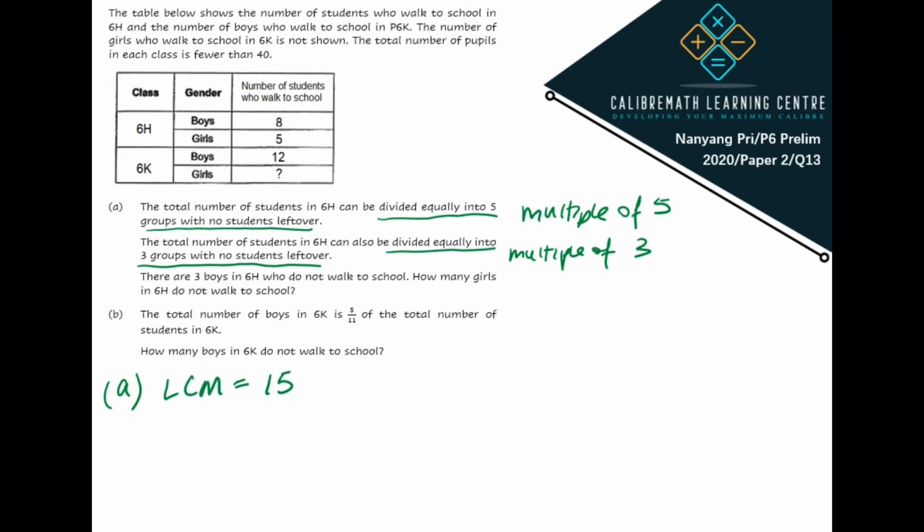Now, once we know that the lowest common multiple is 15, we can list out the possible number of students in 6H, which are 15, 30, 45, and so on. Now, let's take a look at this important information given here. The total number of pupils in each class is fewer than 40. So that will mean that 45 and above is not a possible answer because the number of students must be fewer than 40. So we have two possible answers, which are 15 and 30.